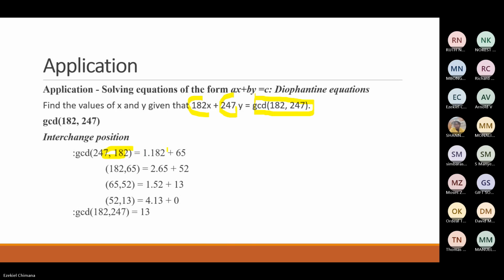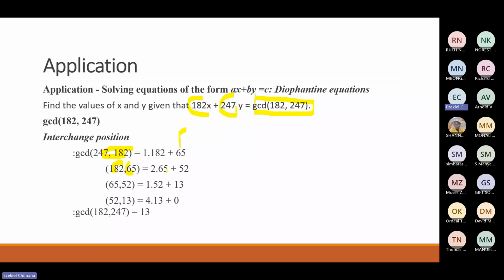After that, I need to divide 247 by 182. If you say 247 divided by 182, you are going to get 1 and a remainder of 65. So this is our remainder. If you say 1 times 182 plus 65, you just get 247. Since our remainder is not equal to 0, we are going to replace our a by b and b by r. So we replace this 247 by 182 and b by the remainder, just like that.